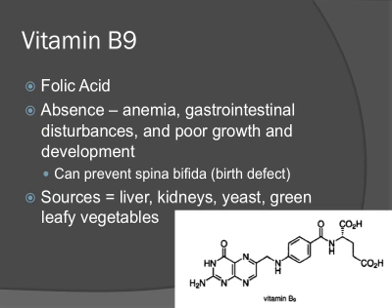Then there's vitamin B9. I told you there were a lot of vitamin Bs. This is called folic acid, and the absence of this can cause anemia and, again, some issues in your digestive tract. It can also cause poor growth and development in children. And actually, if you are given folic acid, which is vitamin B9, while you are pregnant, and in an early enough stage, it can help prevent spina bifida, which is a birth defect.